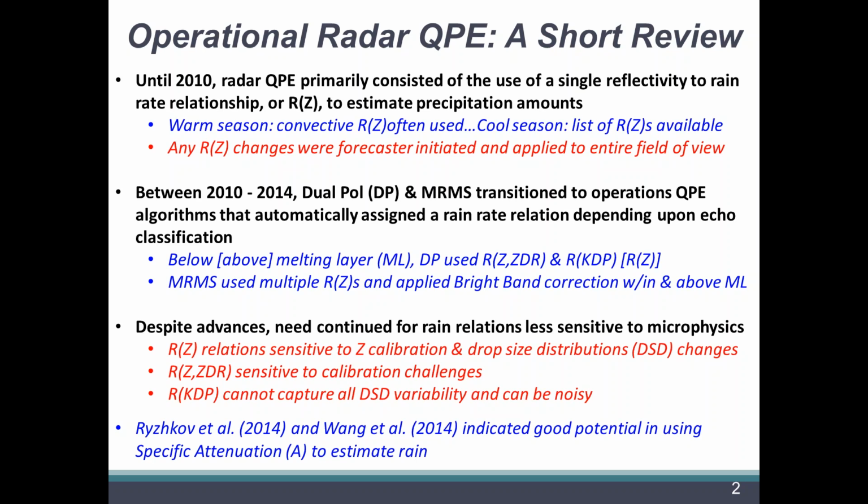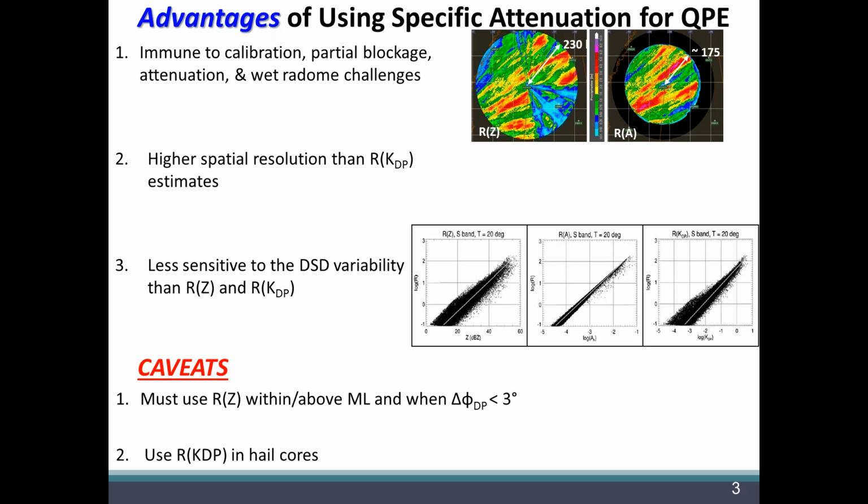So Alexander Ryzhkov and Yadong Wang published a couple of reports back in 2014 suggesting there'd be good potential in using specific attenuation to estimate rainfall. They cited some of the advantages of this new technique: it would be more or less immune to calibration, partial blockage, attenuation, and wet radome challenges. It would also have higher spatial resolution than R-KDP estimates, and it would be less sensitive to drop size distribution variability than R-Z and R-KDP.